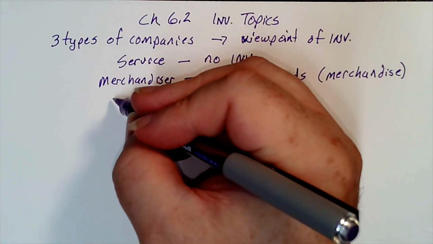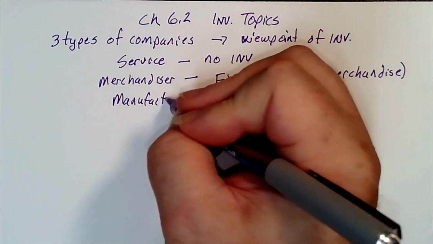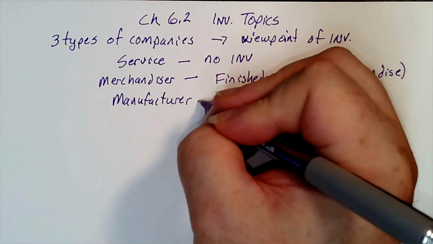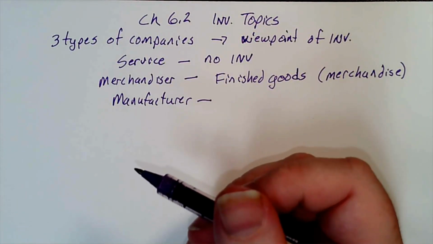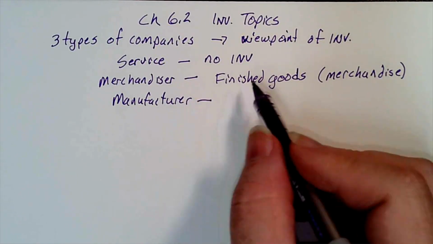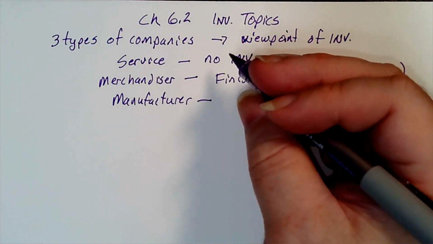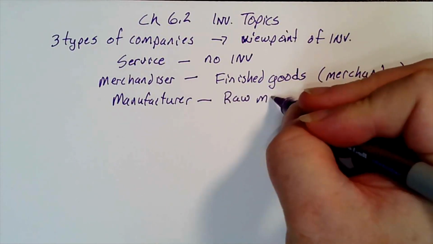And then the last type of company is a manufacturer. Now, what they do is they take either component parts or actual raw materials and create something. So in other words, what comes in the door as inventory doesn't leave the same way. Merchandisers just buy and sell the product as is. Manufacturers actually add value, they change it. So they've got more types of inventory.